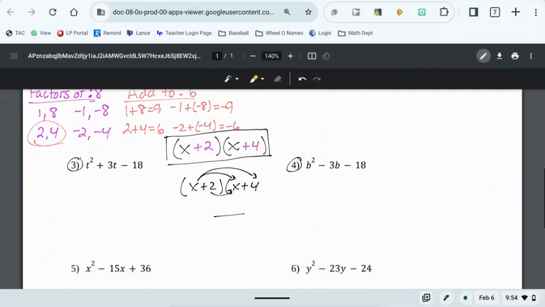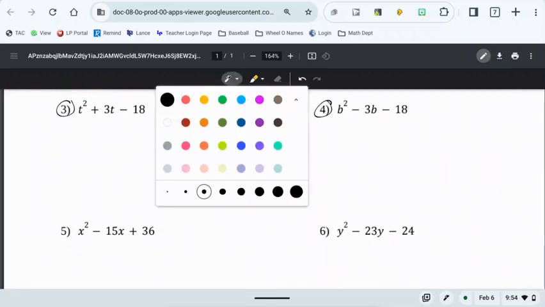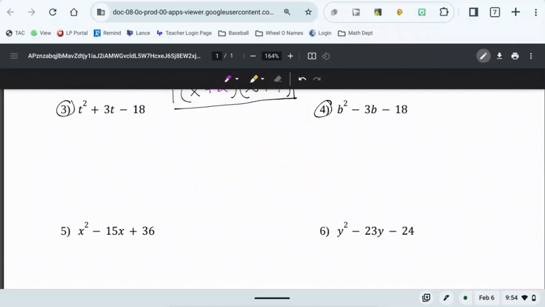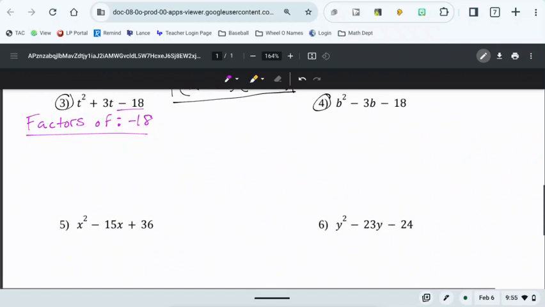So that's just a way to check our answer. Okay, let's try another one. Number 3. The first step, find factors of c. In this case, we're looking for factors of negative 18.